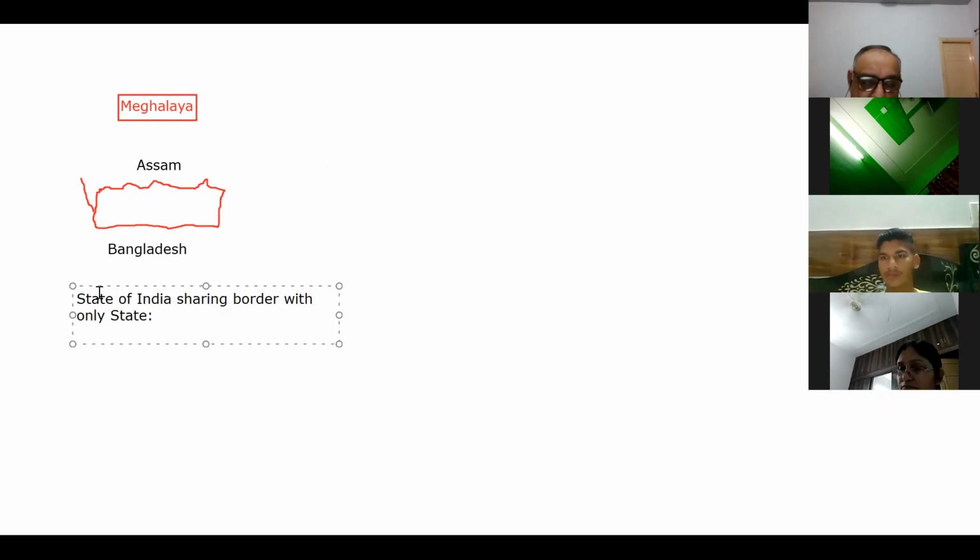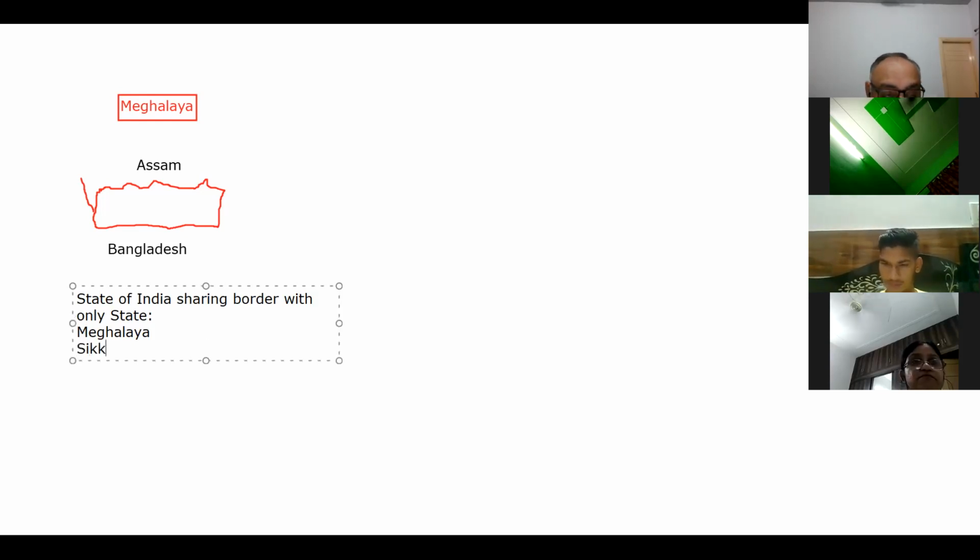So the state of Meghalaya shares its border with only one state, and that is Assam, right? And the state of Sikkim shares its border with only one state, that is West Bengal, right? So these are two very small facts, but they can be asked in your examination. Quite simple facts.